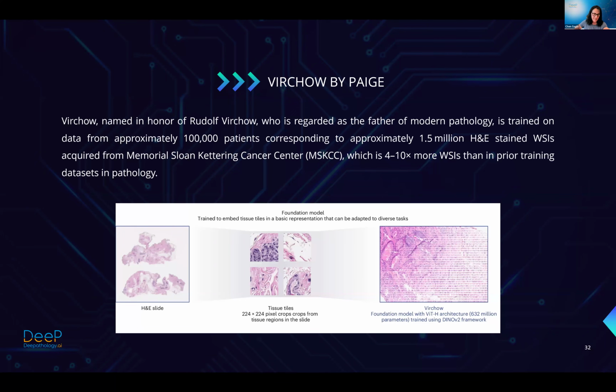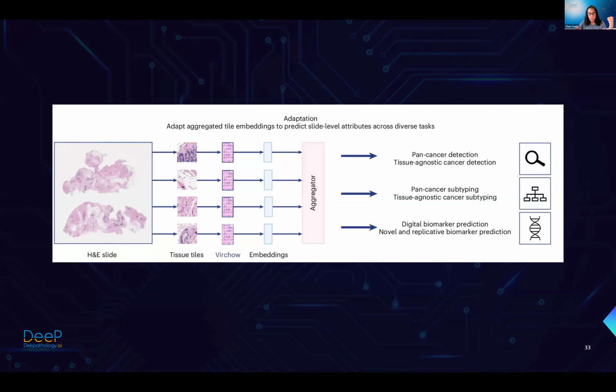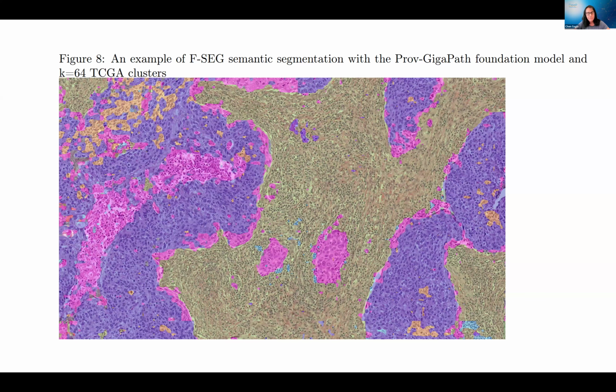Now, the Virchow model was available not only to academic institutes, but also to commercial companies like ourselves. So we wanted to take the Virchow model and adapt it to a specific downstream application. This is what we did. We developed at DeePathology a methodology. We also published a paper, and we tested this methodology on two foundation models.